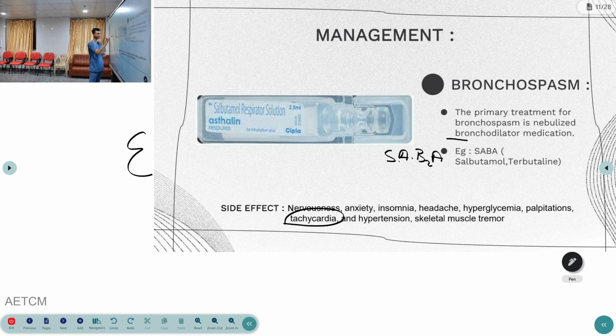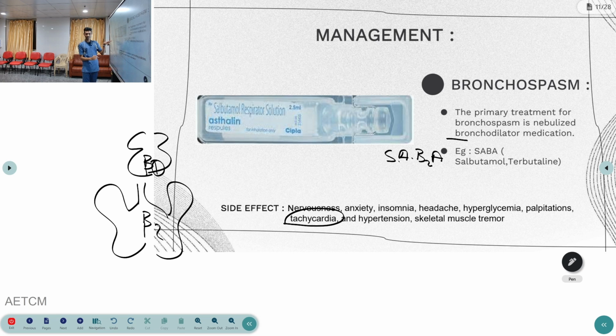We have one heart, so the beta 1 receptor is present in the heart. Simply remember that we have one heart, so the beta 1 receptor is in the heart. And we have 2 lungs, so the beta 2 receptor is present in the lungs.